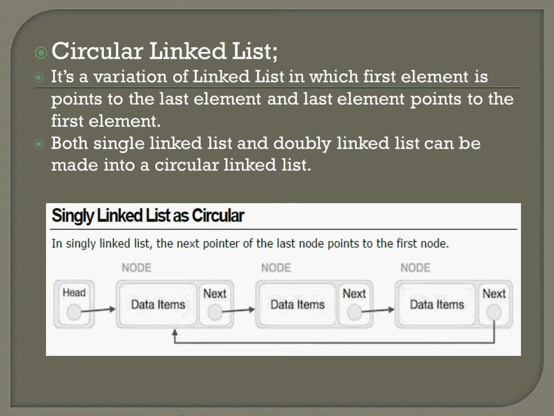So here we come to the circular linked list. It's a variation of linked list in which the first element points to the last element, and the last element points to the first element. Both single linked list and double linked list can be made into a circular linked list. So here the first element is connected to the next element, and the next element is connected to the last element, and the last element is directly connected to the first element. So a circular format happens.